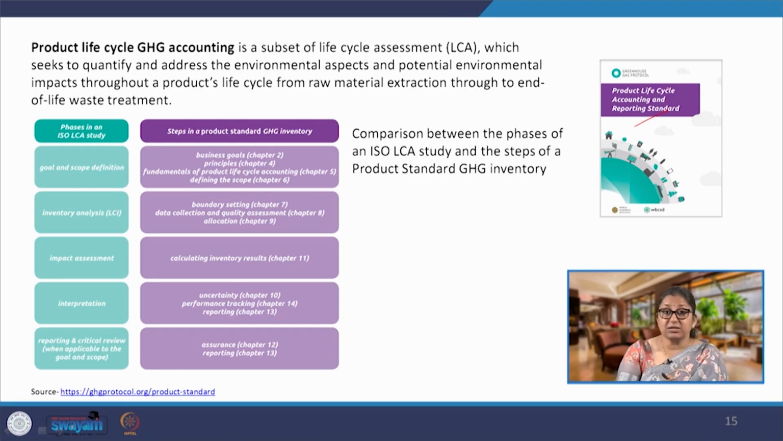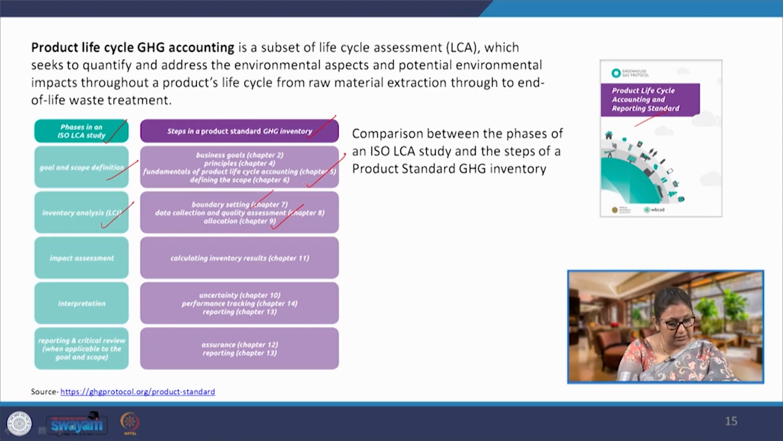And if we compare, it is pretty much the similar steps. So, if we look at the LCA study and compare it with the steps in the GHG inventory for product life cycle, we will see that they are similar. Here we are defining the goals and scope. In this one also we have to define the goals and also the fundamental principles of life cycle accounting. After this, for ISO LCA, we develop the inventory, we look at the life cycle inventory, and here we define the boundary as we always do, and we collect the data. So, defining the boundaries is also taking into account the entire life cycle of the product.